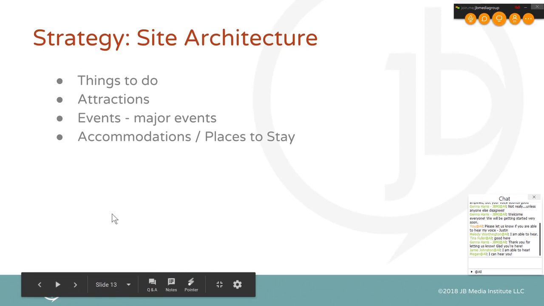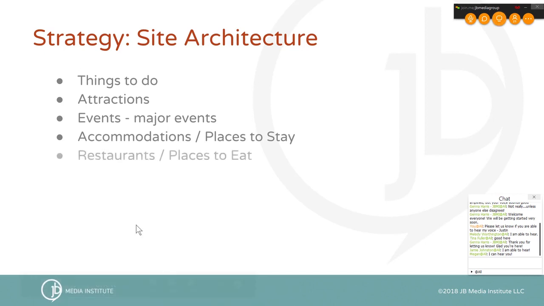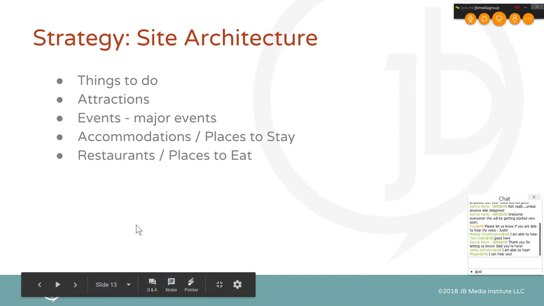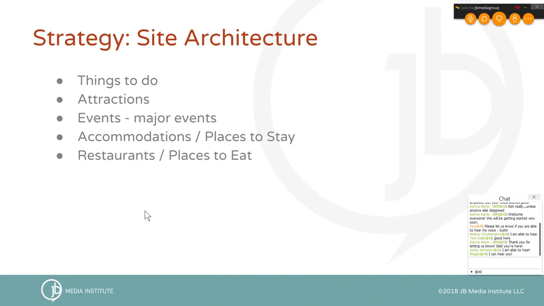Accommodations, which can also be called places to stay or something similar to that, and then restaurants or places to eat or food or culinary. You can choose different words to describe it, but that's something everyone's going to be looking for if they're visiting. And then we often see itineraries.